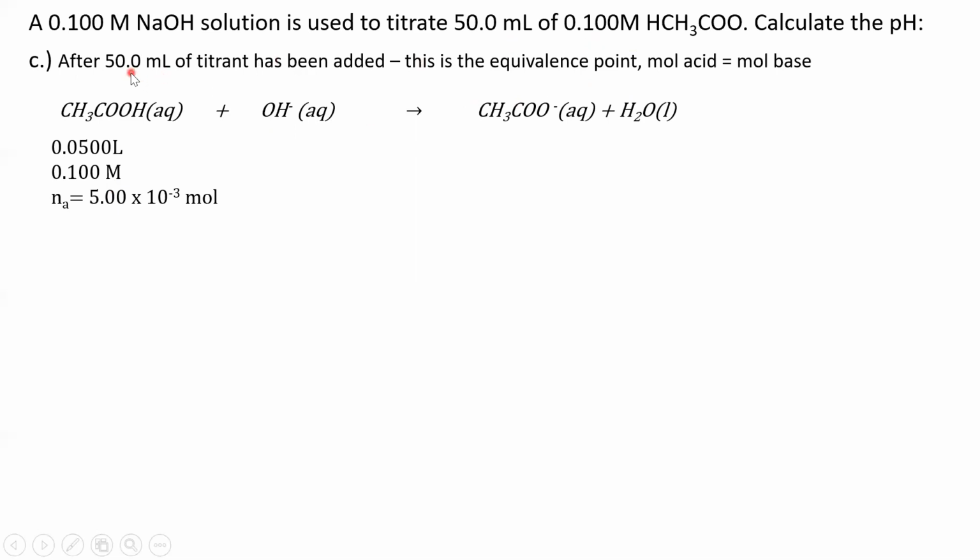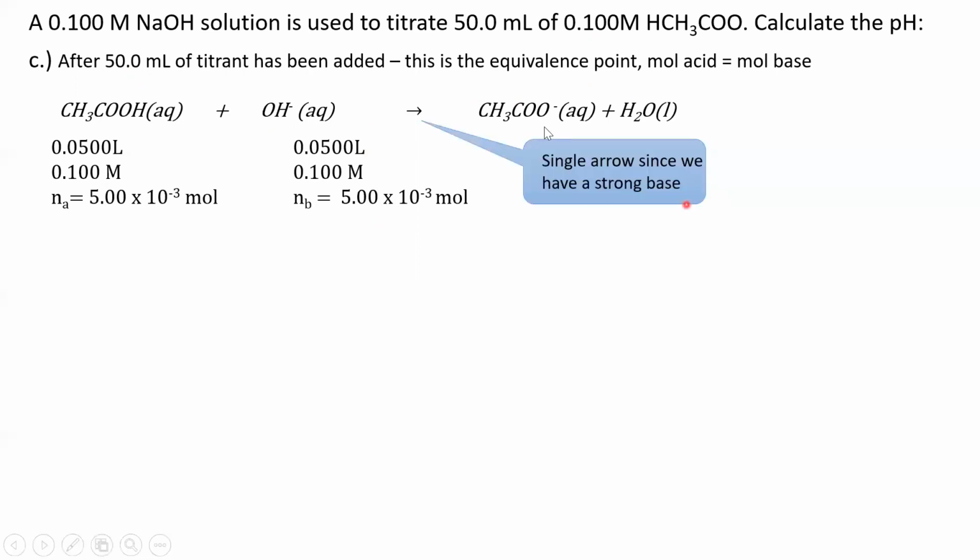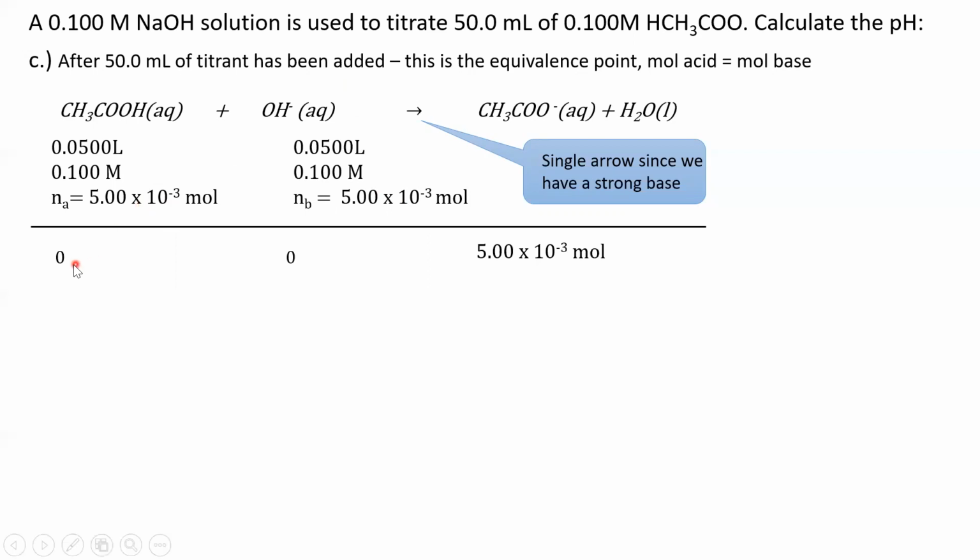Now we have 50 milliliters of base. We can calculate how many moles of base we have. The arrow is going in one direction because it's going to react to completion. And if we look, the moles of acid now equal the moles of base. We're at the stoichiometric equivalence point. That means none of the acid will be left and none of the base will be left.